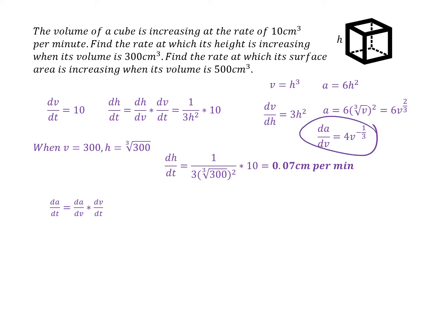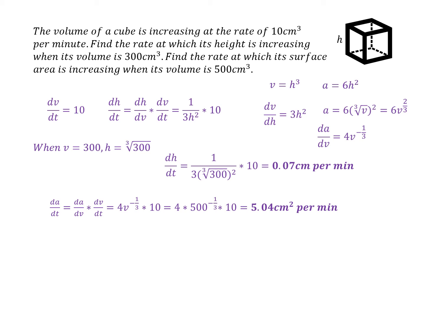So putting that into here now, for dA/dV, we get an expression for dA/dt, and then we need to put the value of V into this. Well, the volume is 500, so that gives us that many square centimeters per minute. That's the rate of increase of surface area.